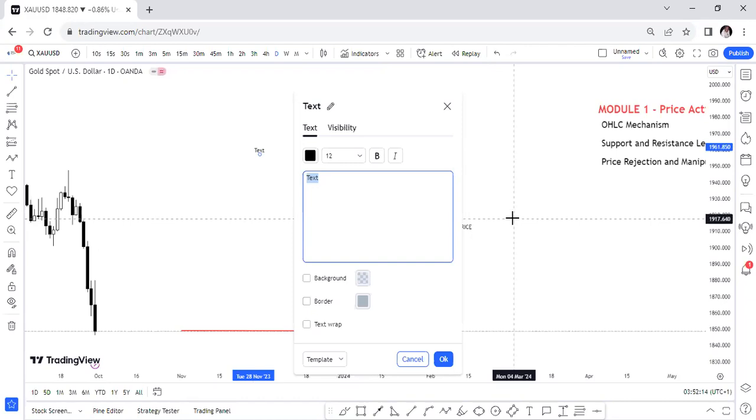How does price represent this information in a chart form? So we go straight to the OHLC mechanism, which is open, high, low, close. What is OHLC? OHLC is simply open.